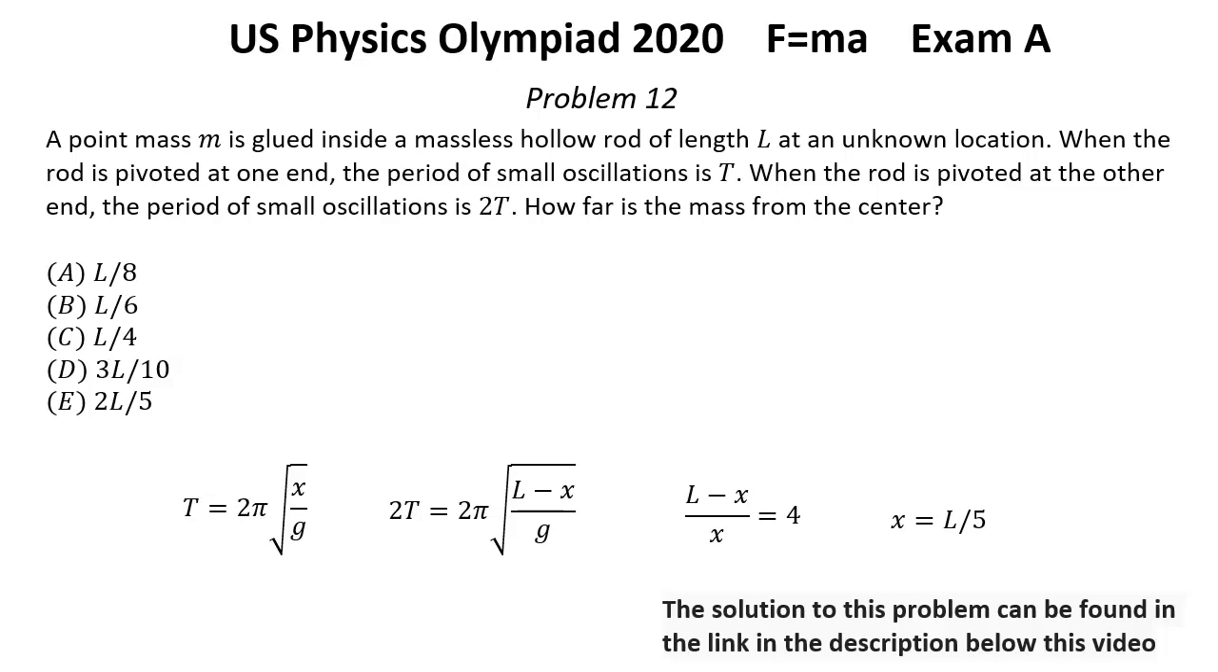And the last step is to find the distance from the center. That will be L over 2 minus L over 5, which is 3L over 10. And this is the answer D. That was the solution for problem number 12.